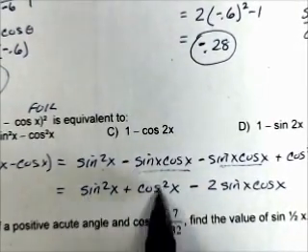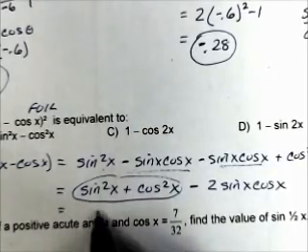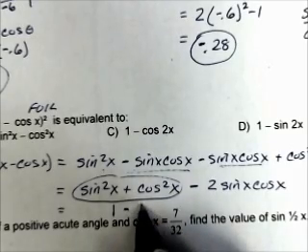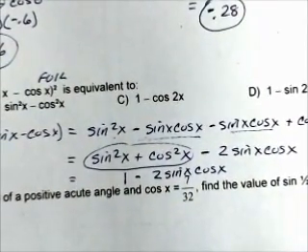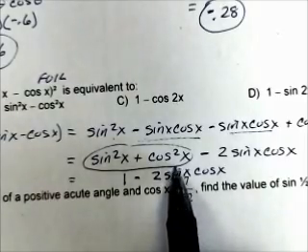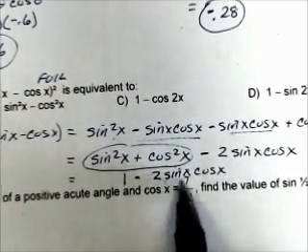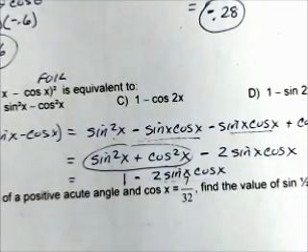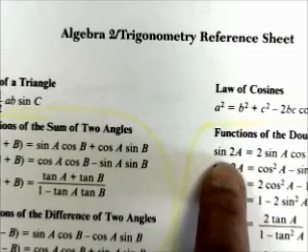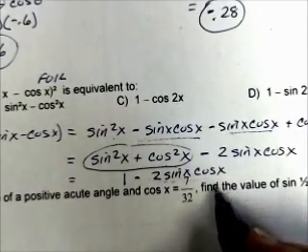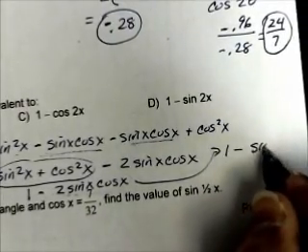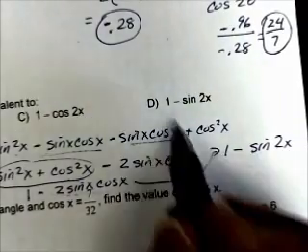Now sine squared x plus cosine squared x is equivalent to 1. So this would equal 1 minus 2 sine x cosine x. But that choice isn't there. All right, but what about 2 sine x cosine x? What is that equivalent to? That's equivalent to sine 2x. So we have 1 minus sine 2x. And that matches choice D.